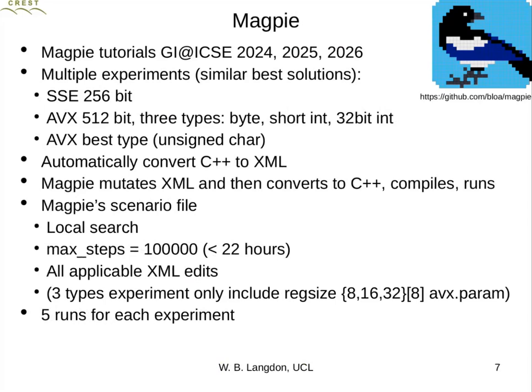So we have mutated code, which Magpie attempts to compile. If it compiles, it attempts to run it. We're essentially just taking the Magpie defaults and using local search. For simplicity, all the runs go to 100,000 mutations, although in practice we don't need that many. And for each of the experiments, we're going to do 5 independent runs.